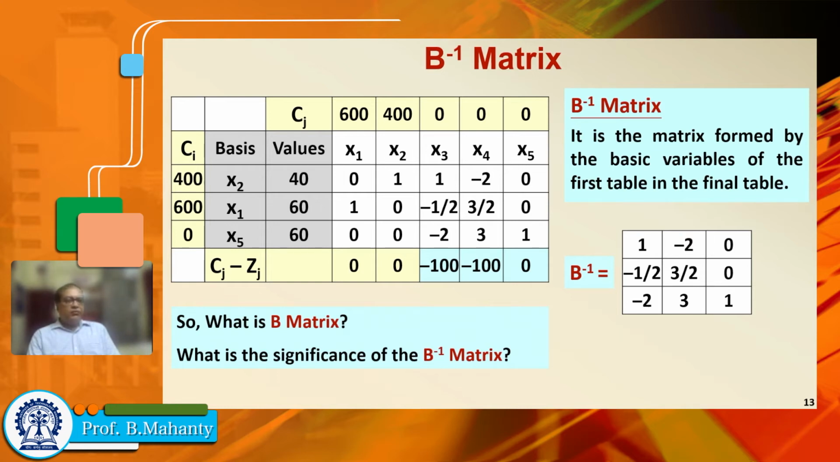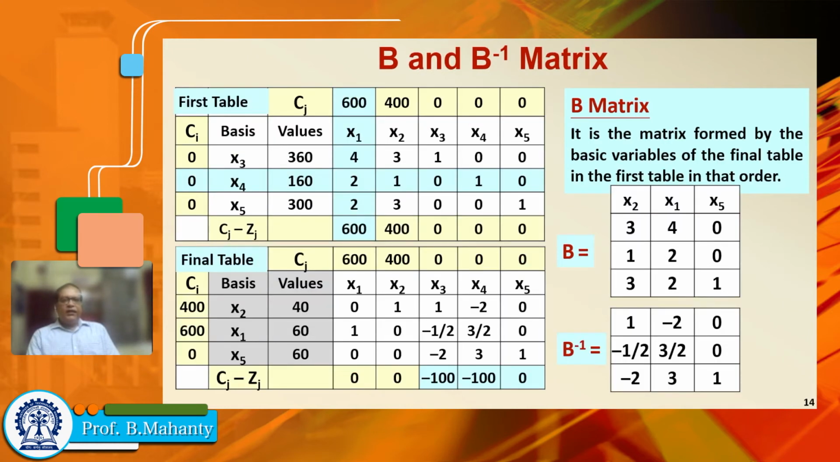So what are the basic variables of the final table? x2, x1 and x5. So the values that we had of x2, x1 and x5 under those columns in the original, that is the first table. So that matrix is the B matrix. Is it not? So the B inverse matrix is the matrix formed by the basic variables of the first table in the final table, and the B matrix is the matrix formed by the basic variables of the final table in the first table. So this is the fine difference.